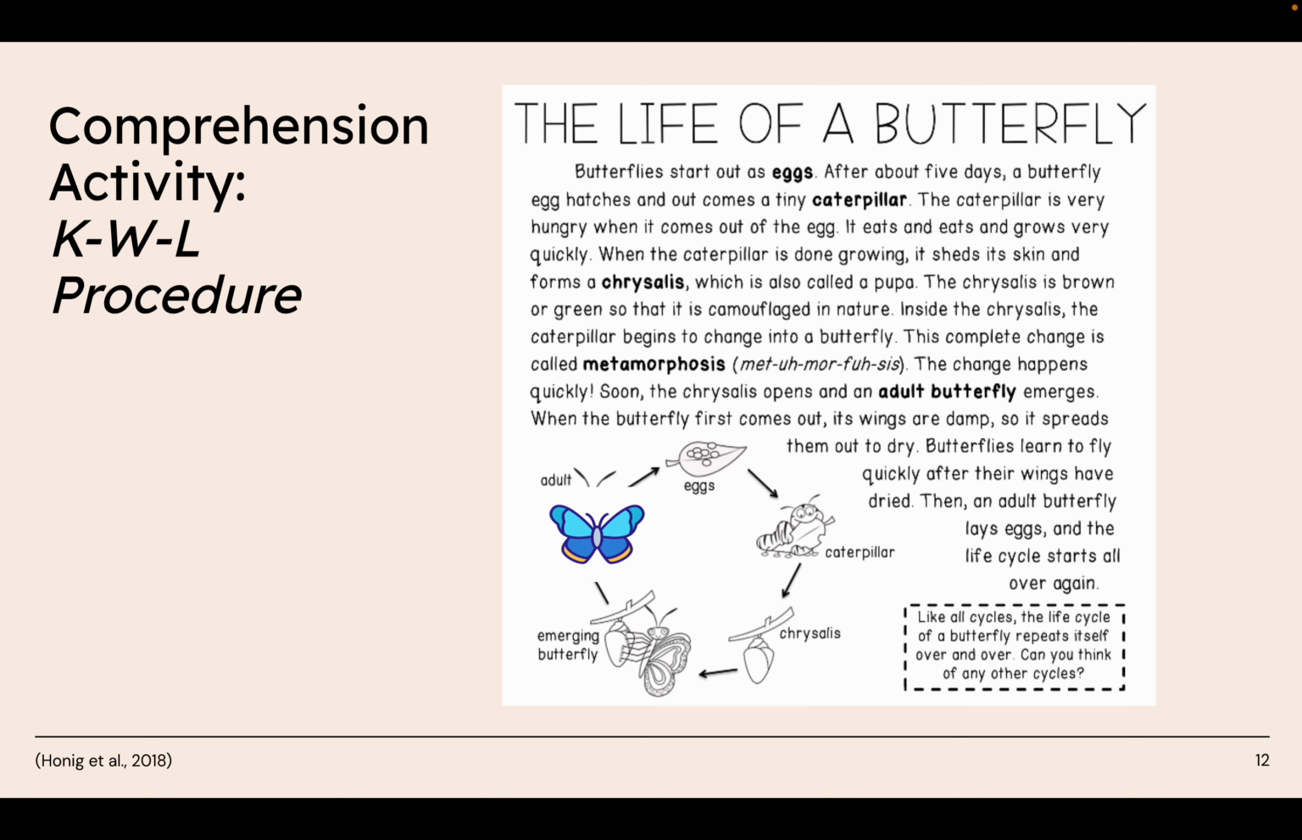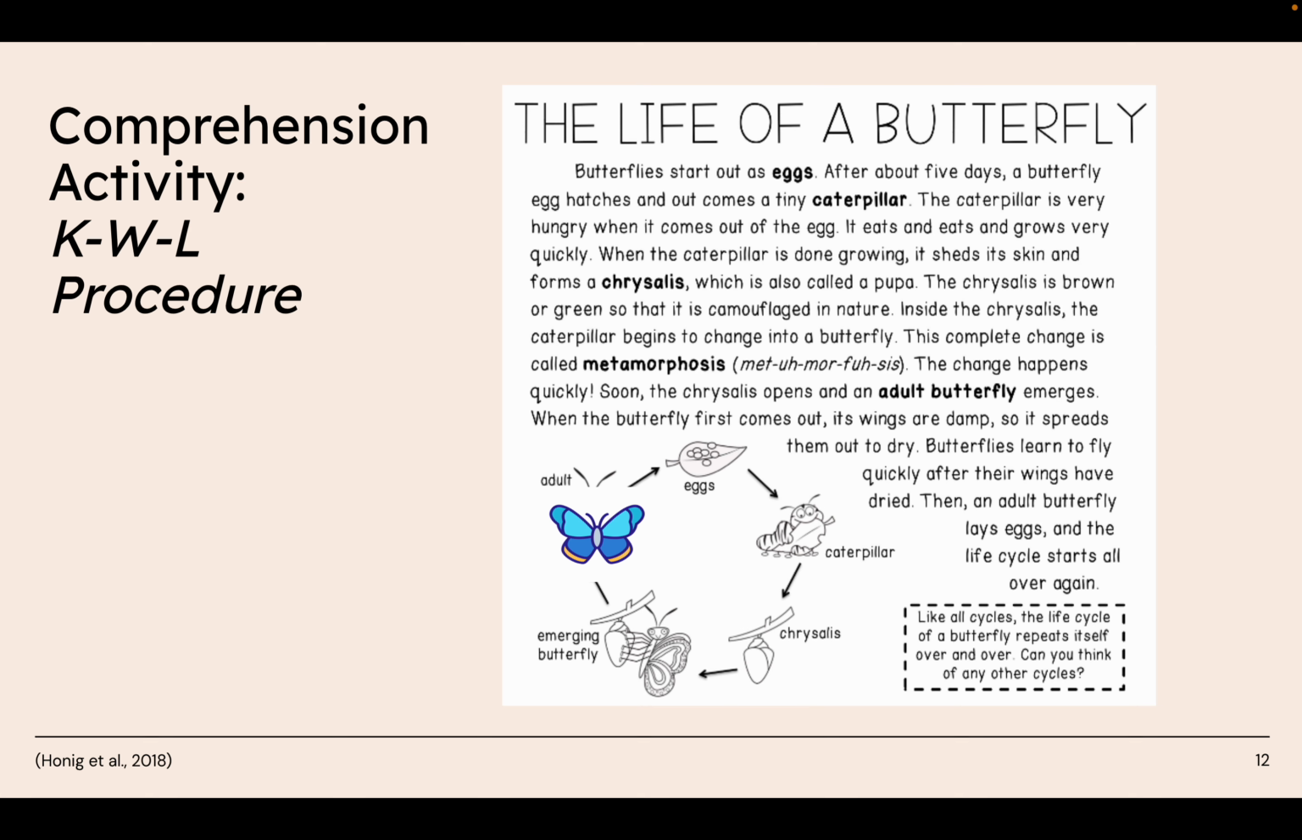So butterflies start out as eggs. After about 5 days, a butterfly egg hatches and comes out a tiny caterpillar. The caterpillar is very hungry when it comes out of the egg. It eats and grows very quickly. When the caterpillar is done growing, it sheds its skin and forms a chrysalis, which is also called a pupa. The chrysalis is brown or green so that it's camouflaged in nature.